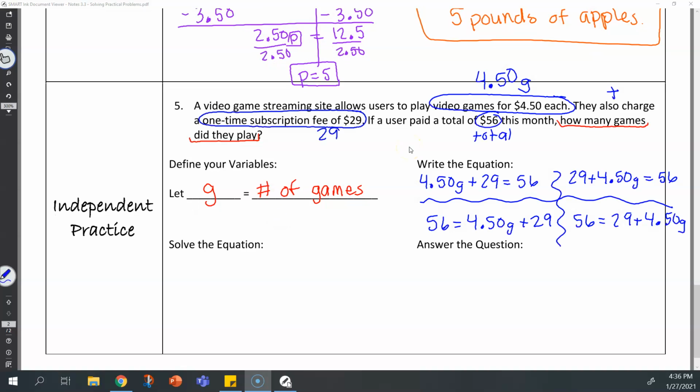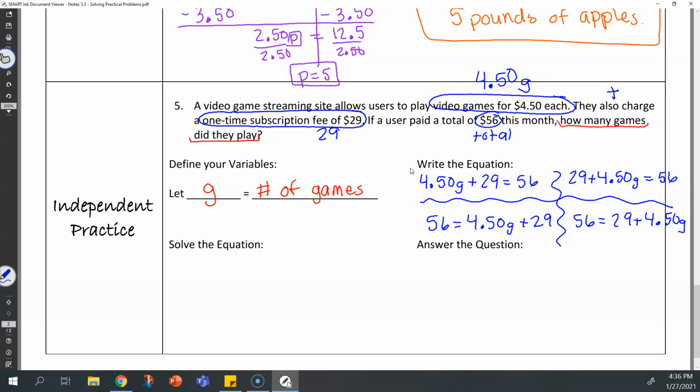Next, we're going to pull some information out of our problem. Be careful with this beginning part. Your video games are $4.50 each. So that should be $4.50 times the number of games. Okay, so 4.50G. My one-time subscription fee is just a straight up plain 29. And then my total is 56.